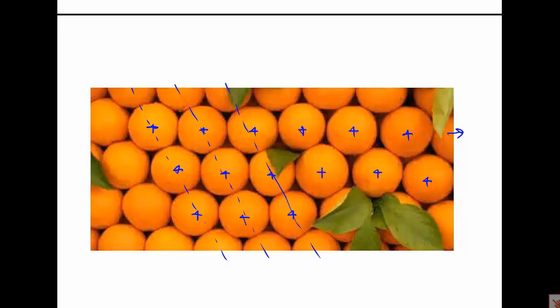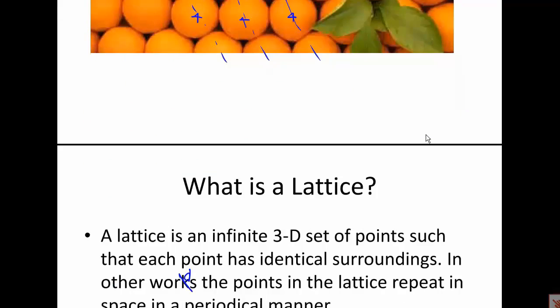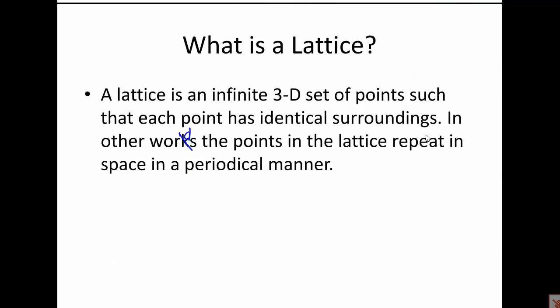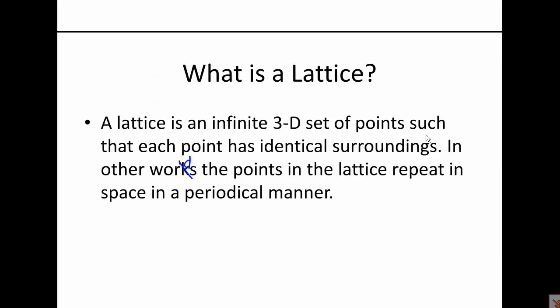So we can see that if we got rid of the oranges and just had these lattice points, that would give us a mathematical description of the ordering of the manner in which these oranges have been stacked. This is very analogous to what happens in a crystal in materials.